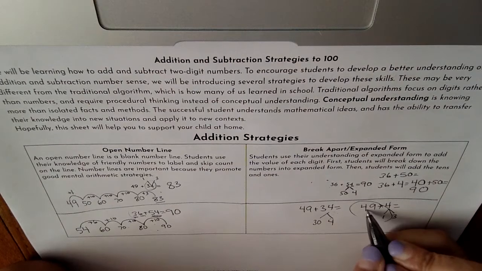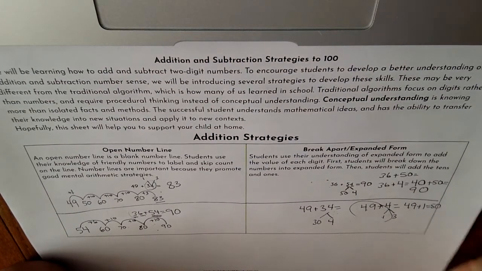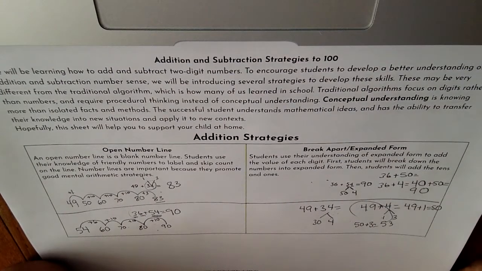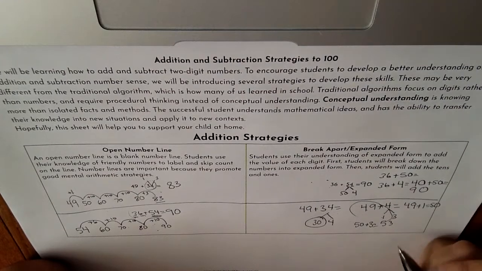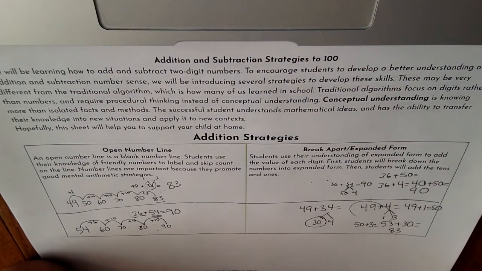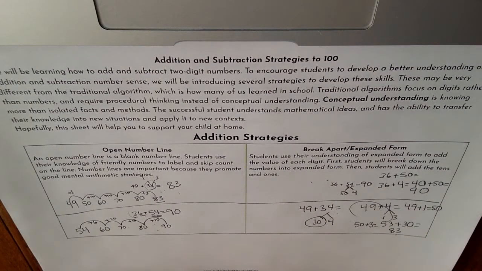So 49 plus 1 gives me 50. 50 plus 3 gives me 53. And then all I need to do is add the 30 to that number. So I'm going to add 30 and I got 83. So two different ways to solve the problem and you have the same answer. So that is for addition strategies. I hope that makes sense. Those are the two strategies we are focusing on in grade 2.